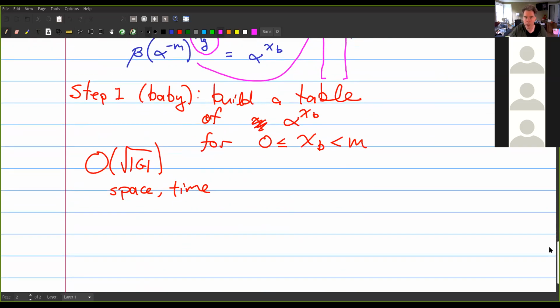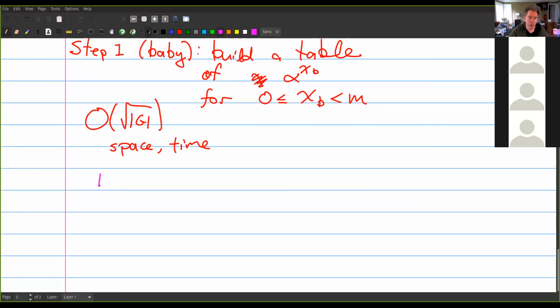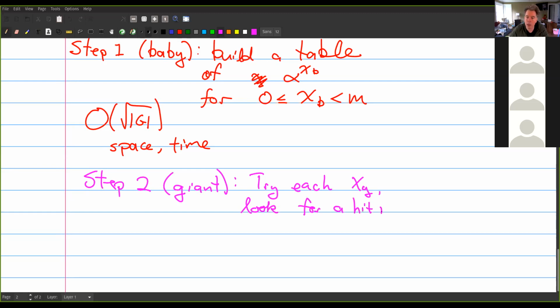Okay, so let me write that down. So now step two, the giant step, is to try each XG and look for a hit in the baby table.